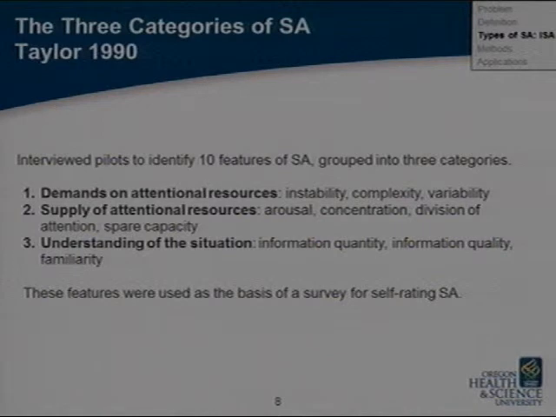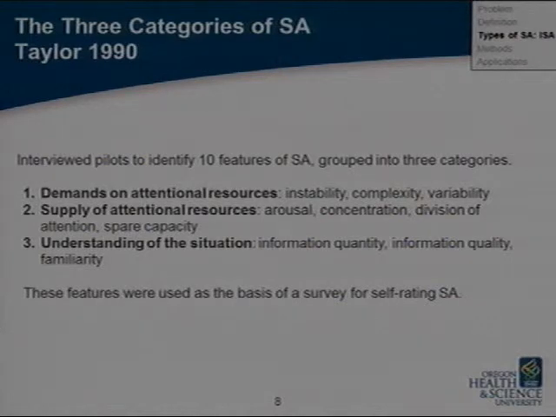Situational awareness itself breaks into demands on attentional resources, supply of attentional resources, and understanding of the situation. Within each of these three categories, we have several subcategories in terms of instability, complexity, arousal, concentration, and so on. These are factors that may affect how a person is able to achieve a greater sense of their surroundings.